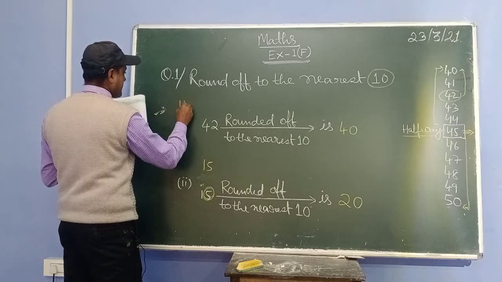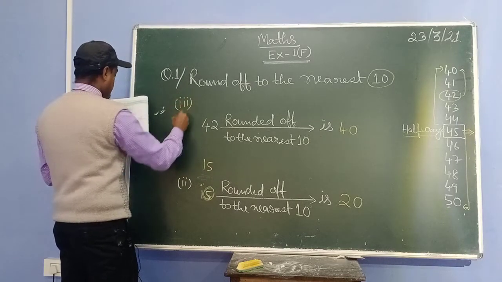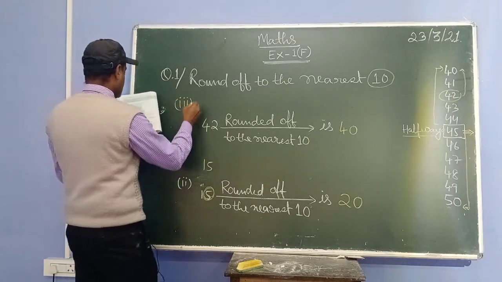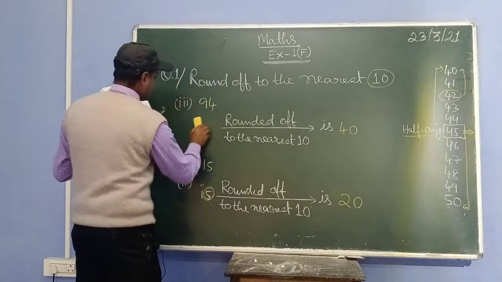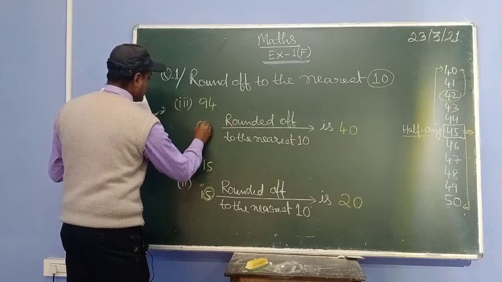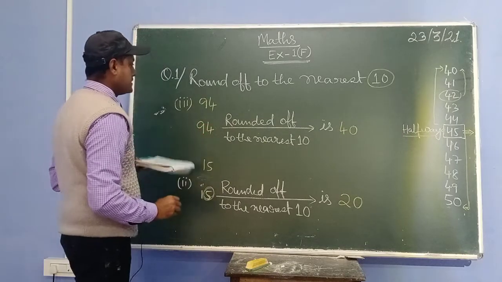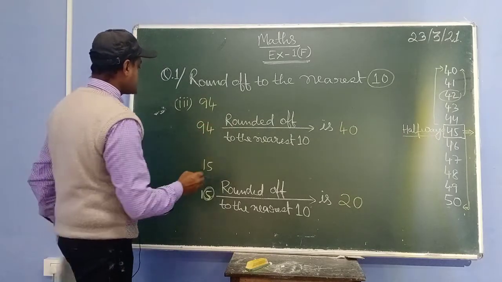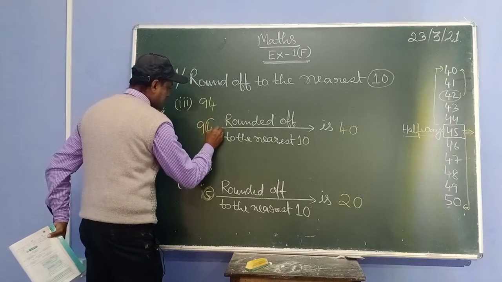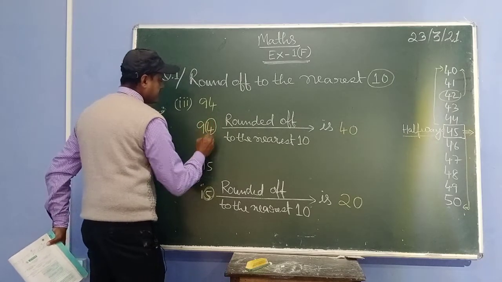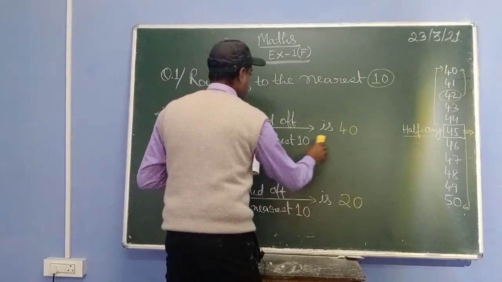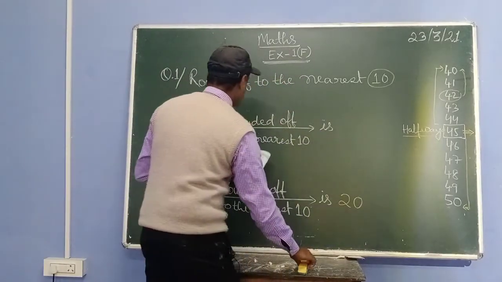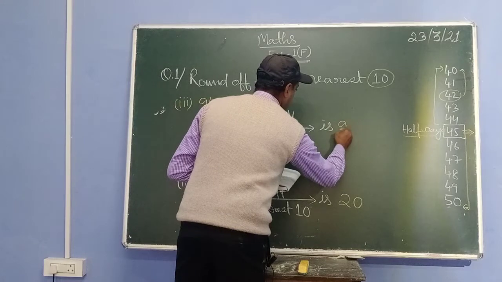In the same way, we move to part 3. The question is 94, rounded off to the nearest 10. You are seeing that 4 is less than 5. So the rounded off value to the nearest 10 that you have to write here is 90.